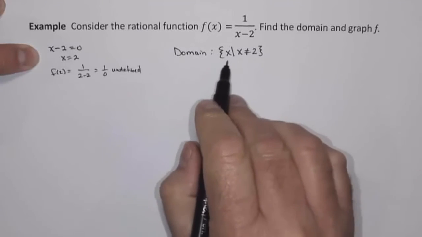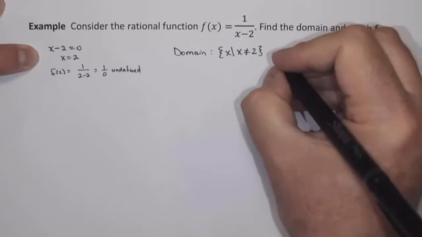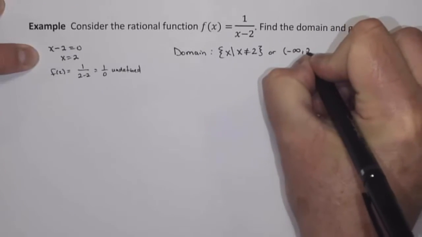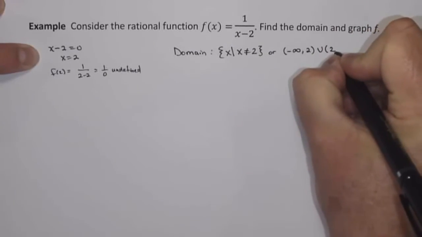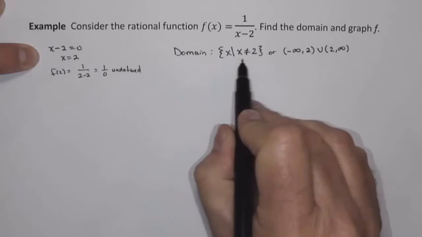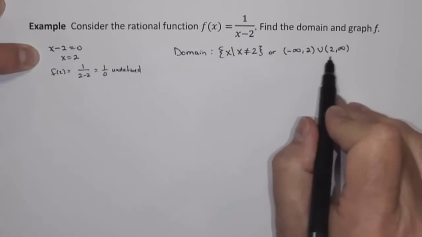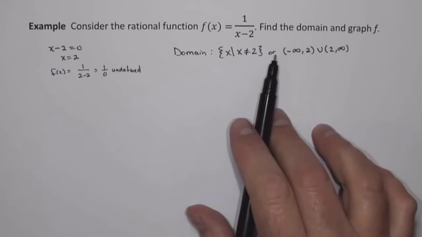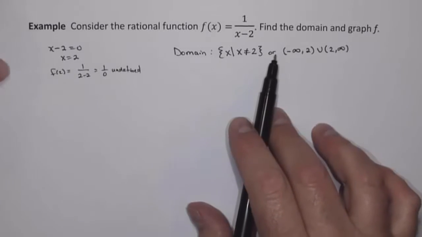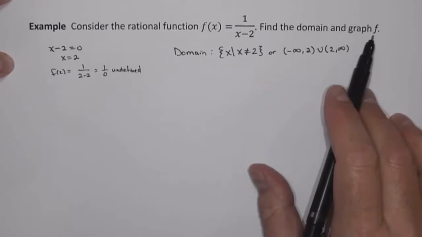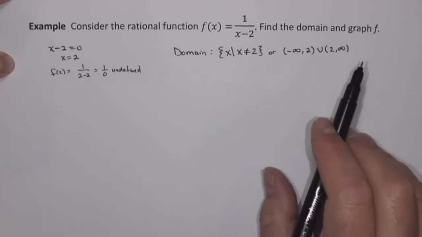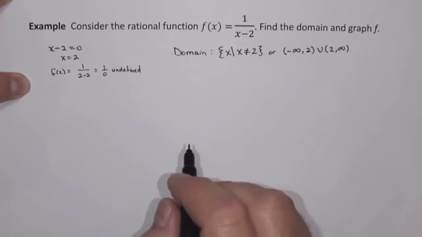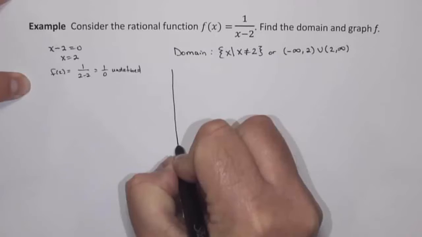So if you'll recall, we can write that this way in set builder notation, or if we wanted to use interval notation, x can be anything from negative infinity to 2, or it can be anything from 2 to infinity. So we can write it this way in set builder notation, or we can write it this way in interval notation. And again, we've done that previously, so this should be primarily a review. Now, the next thing that we need to do, we found the domain, we want to graph this function. Well, one way that we can graph this function is just by substituting values into this function for x. So in other words, we can make a table of values.